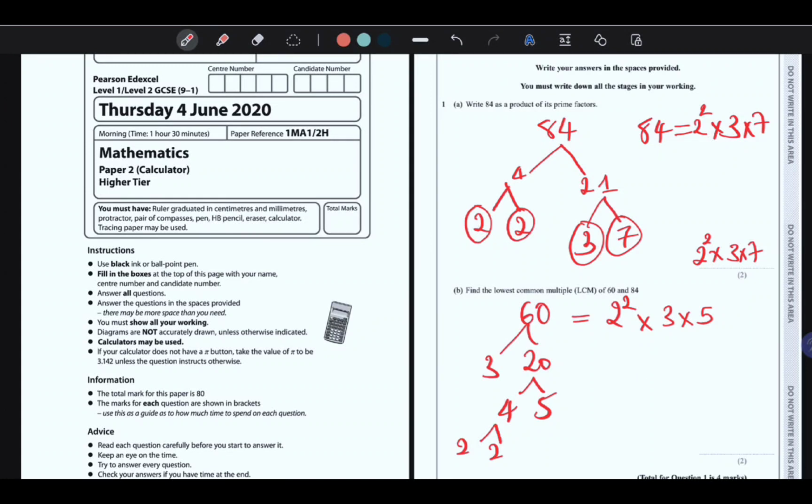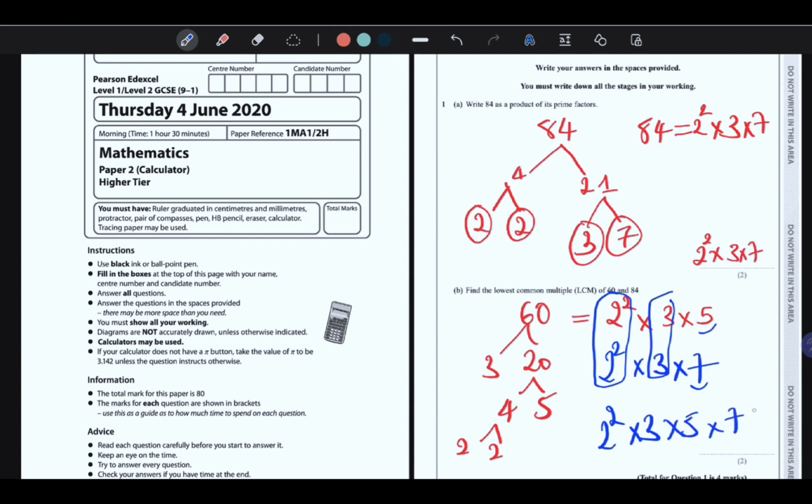Now to get the least common multiple between 60 and 84, I'm just going to use both answers and compare them. So for 84, we had 2 squared times 3 times 7. So we're going to compare what they have together. They share this together, so that'll be 2 squared. They share this together as well, that'll be 3. And they don't share these together, so we're just going to include them as 5 and 7. So here the answer will be 4 times 3 times 5 times 7, and if you use your calculator you would get 420.